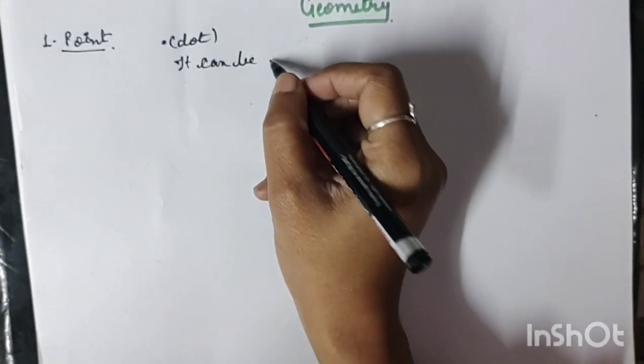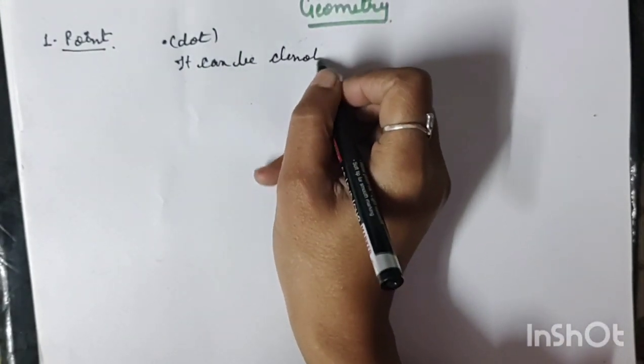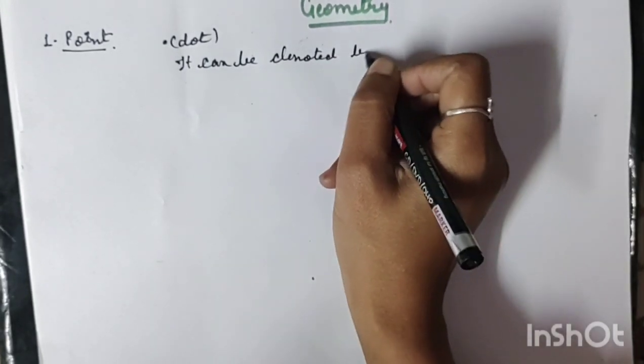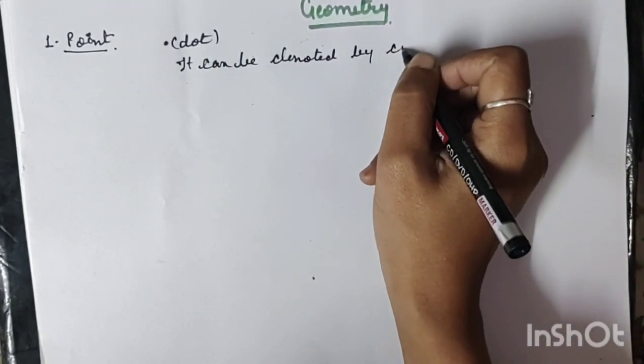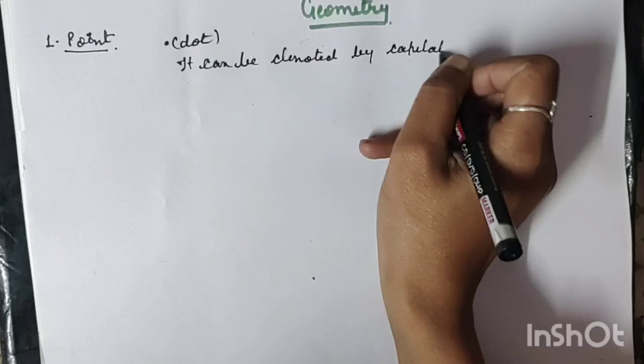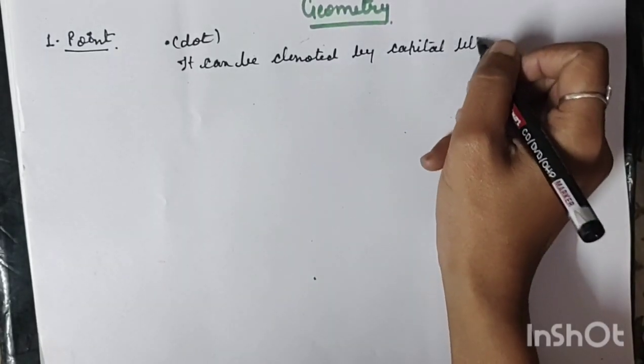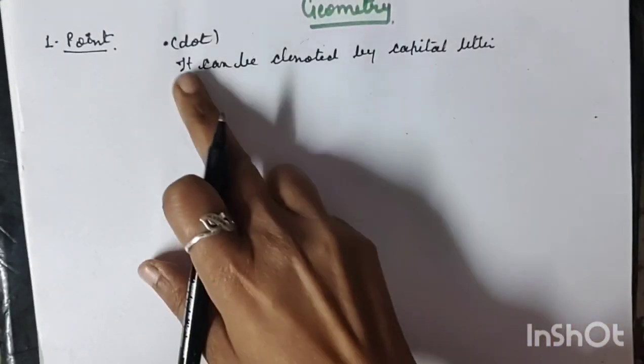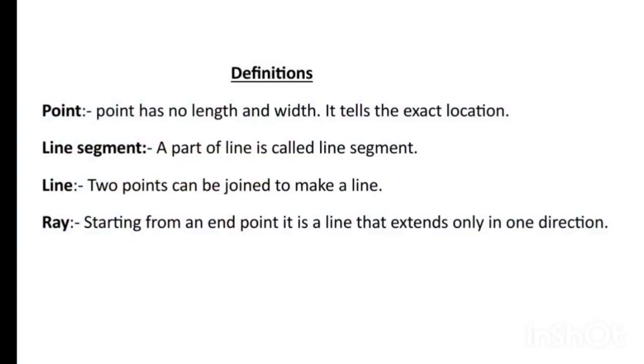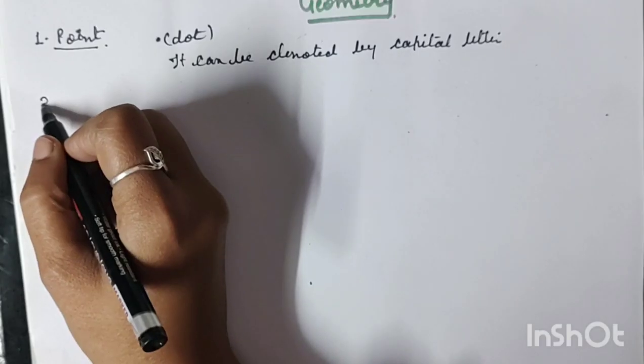It can be denoted by a capital letter. Generally we denote a dot by a capital letter. And the next one is line segment. A part of a line is called a line segment.